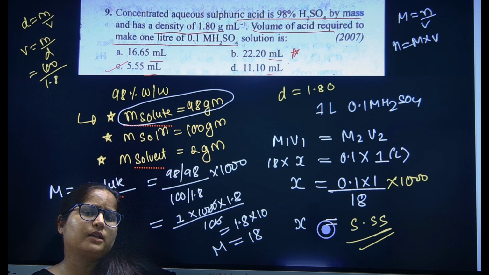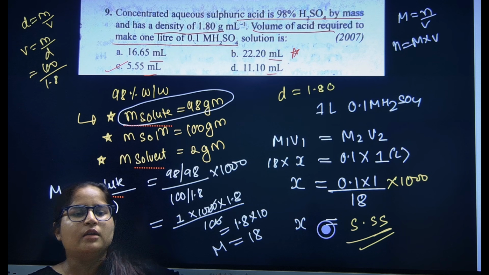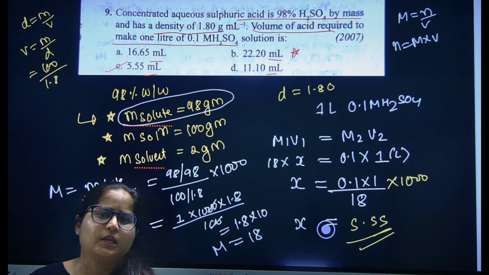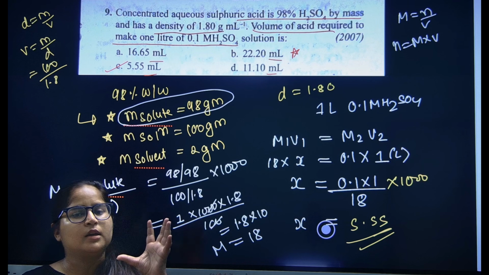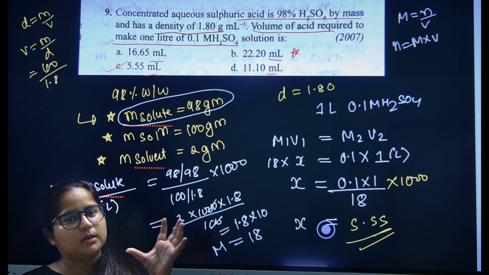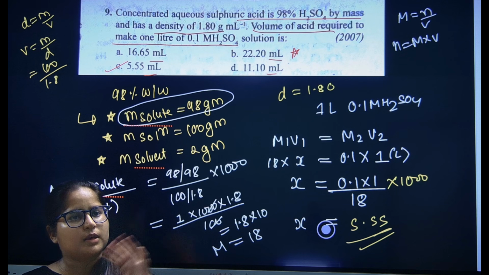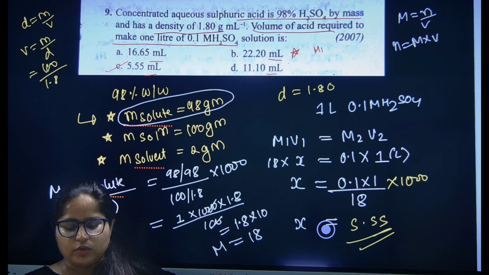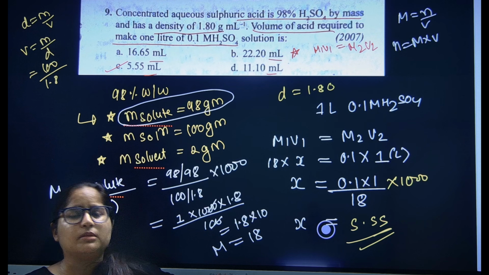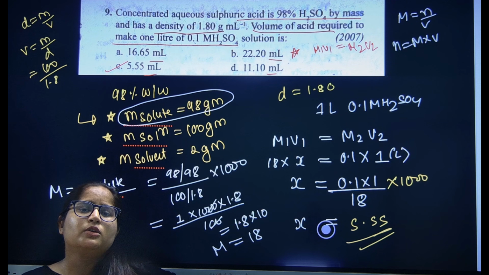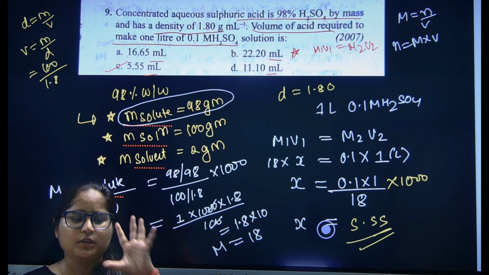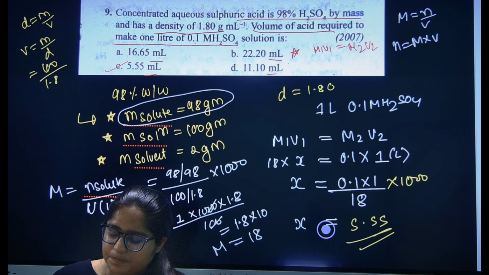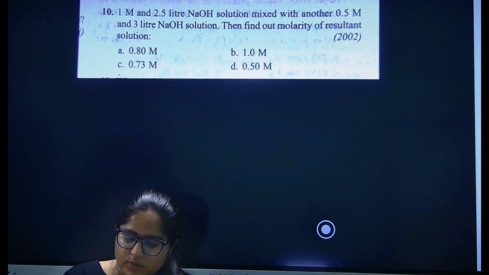Whenever the word dilution is used, whenever they say we are mixing two things, or whenever two conditions are given, like percentage or the same compound where we are diluting, making this into that, what we do is M1V1 equals M2V2. Not always is this applicable; sometimes they have given normality, no problem. You just equate the moles. If you are able to equate the moles, whichever formula they have given, you will be able to solve it. Done.